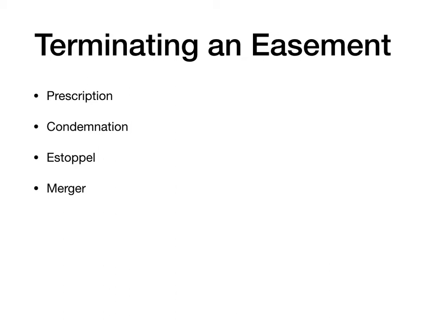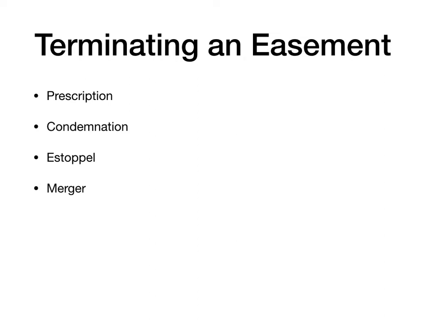Let's say that A and B own adjoining lands, and A has an easement over B's land to get to the public road. Well, a couple of years later, A decides to buy B's land from B. When A purchases B's land, they now own the servient land. They also have the easement. And so the easement merges with the ownership of the servient land, and it no longer exists.